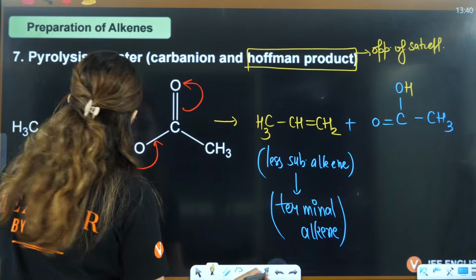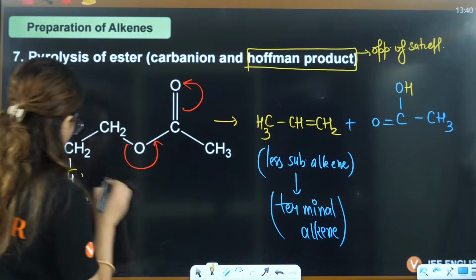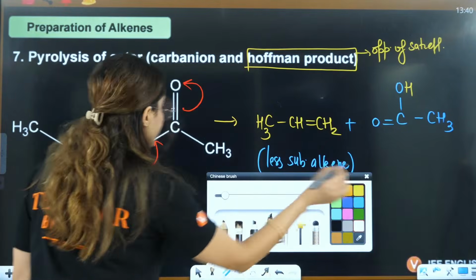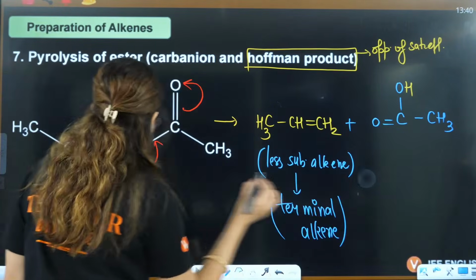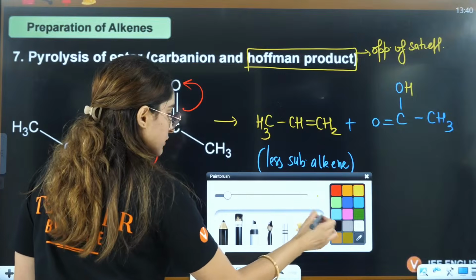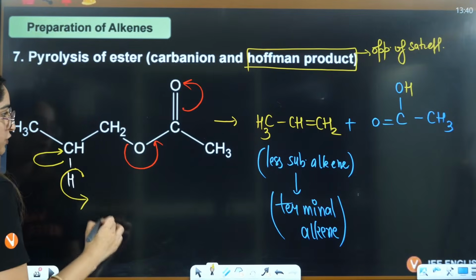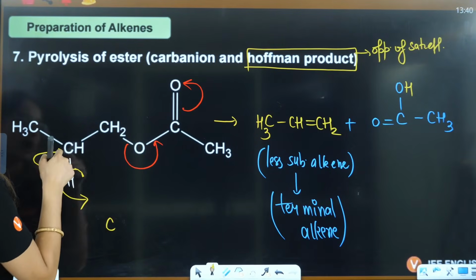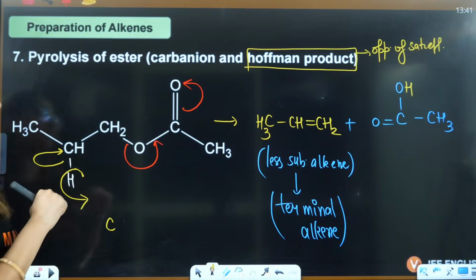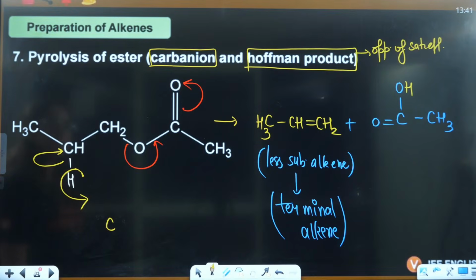Why we have written carbanion here, that also I will tell you. Because you know what will happen here? This bond will shift here and it will lead to the formation of a carbanion. This carbanion will be formed. That's why we have written carbanion is the intermediate here. Do let me know if that is clear.